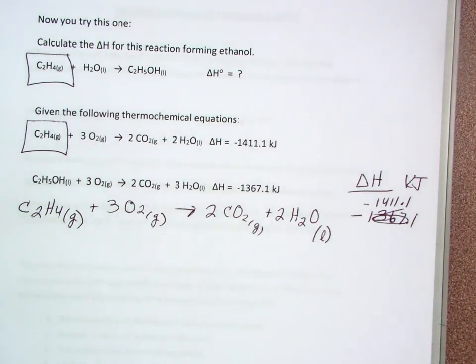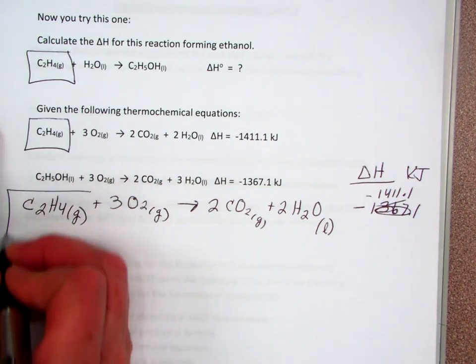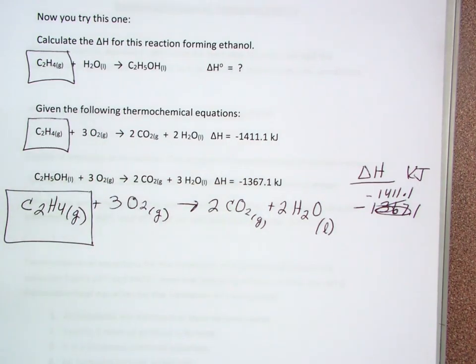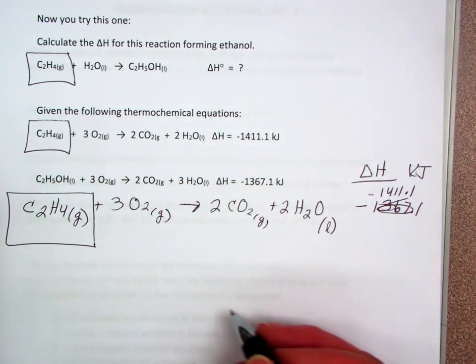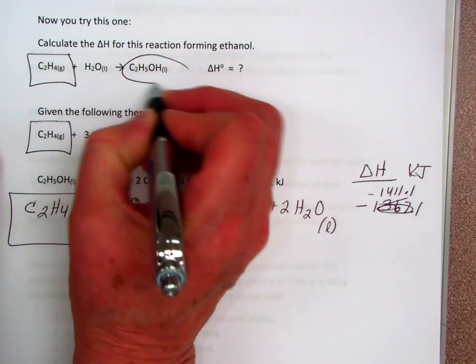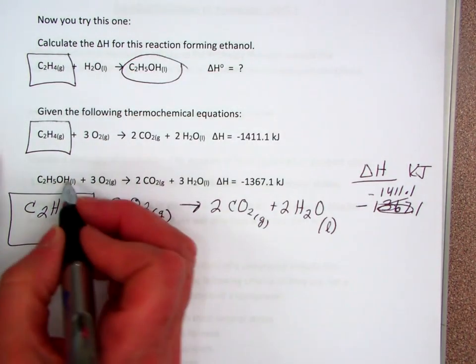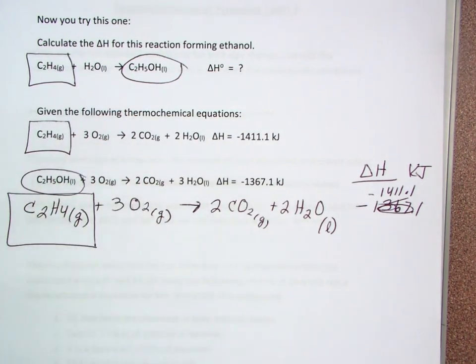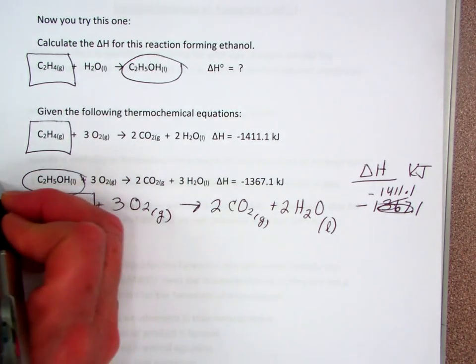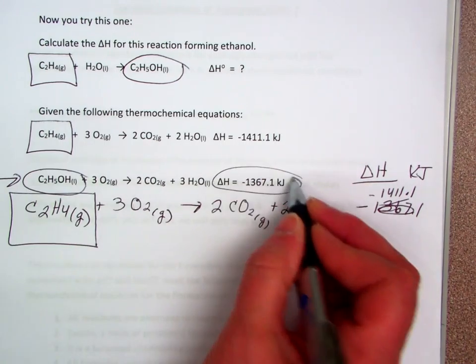So now, when I look at that, I say, okay, I now have this in place. Now, how do I get my ethanol in place? Well, I need 1 mole of ethanol on the right. I have 1 mole of ethanol on the left in the other equation. Since I need it on the right, I'm going to turn this around. And when I turn it around, I change the sign.